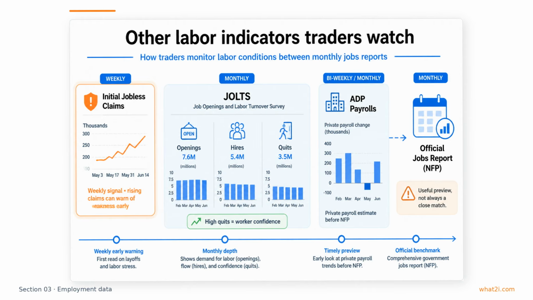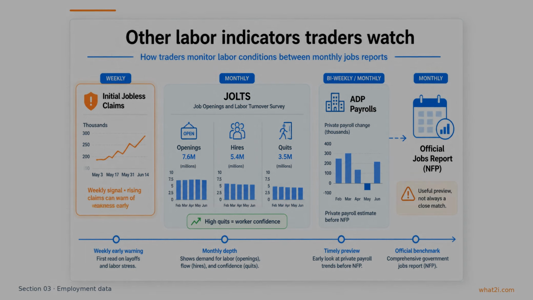ADP is another closely followed release because it offers a private estimate ahead of non-farm payrolls. It is useful as a preview, but it should never be treated as a perfect forecast of the official report.